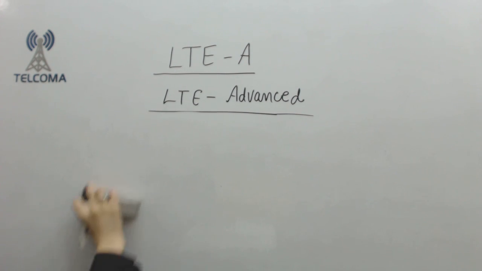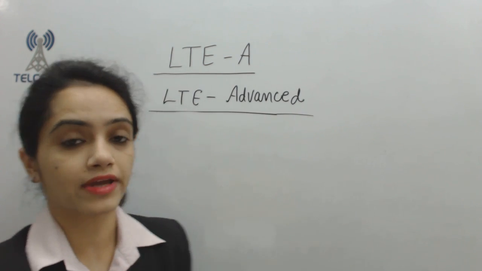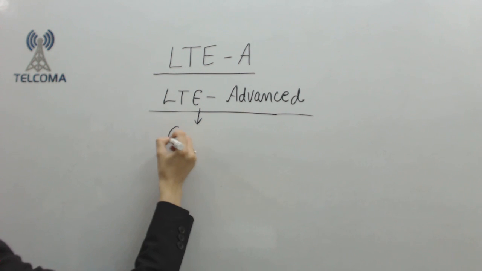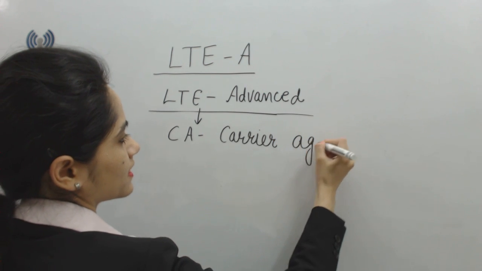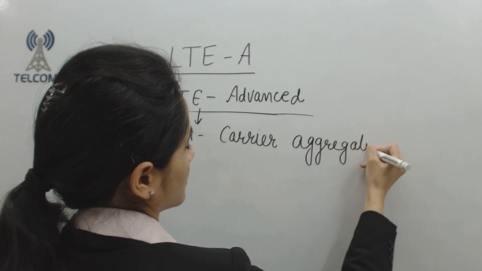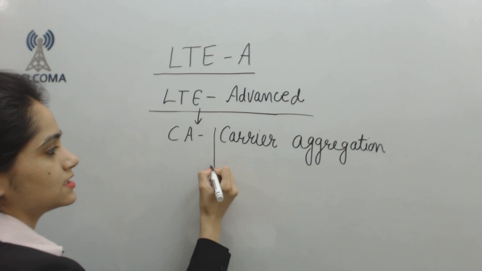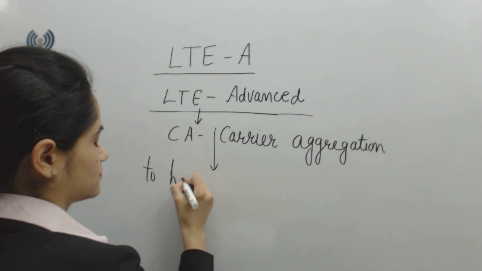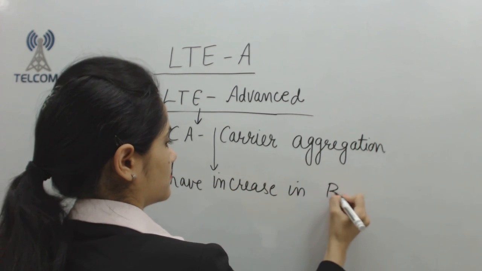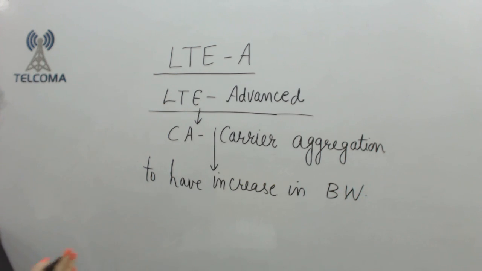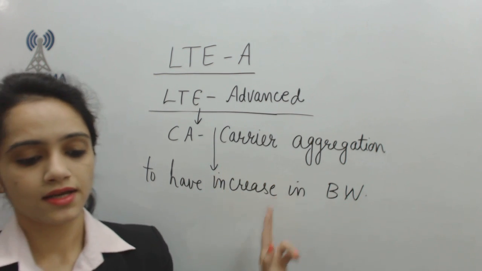As we have studied the increase in throughput, this LTE Advanced has a feature of carrier aggregation, CA. The concept of carrier aggregation is basically to increase the bandwidth. So if we require an increase in the bandwidth, we require carrier aggregation.